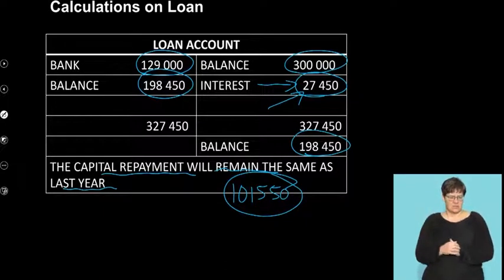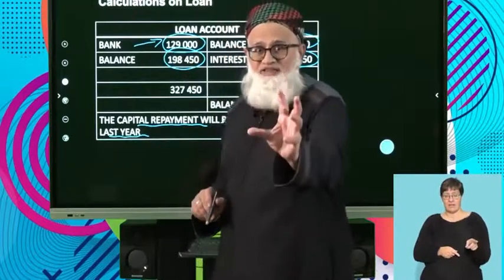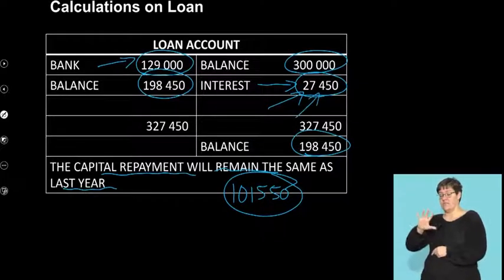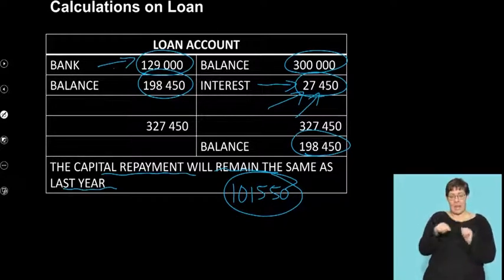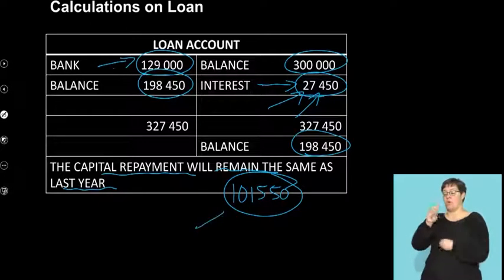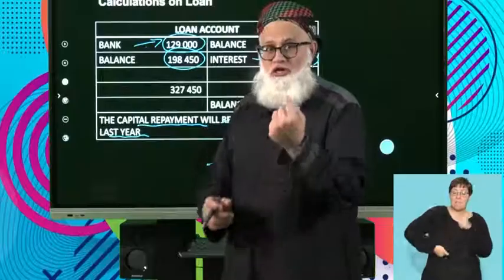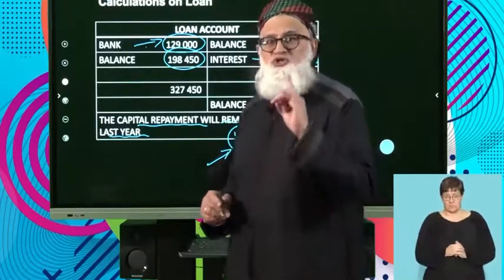What was the 101,550? So you've paid the bank a total of 129,000. Clearly you can see it, right? Of that, you had interest to the value of 27,450. So therefore, if you subtract the interest from the bank figure, it gave you a figure of 101,550, meaning your capital repayment on the loan was 101,550.